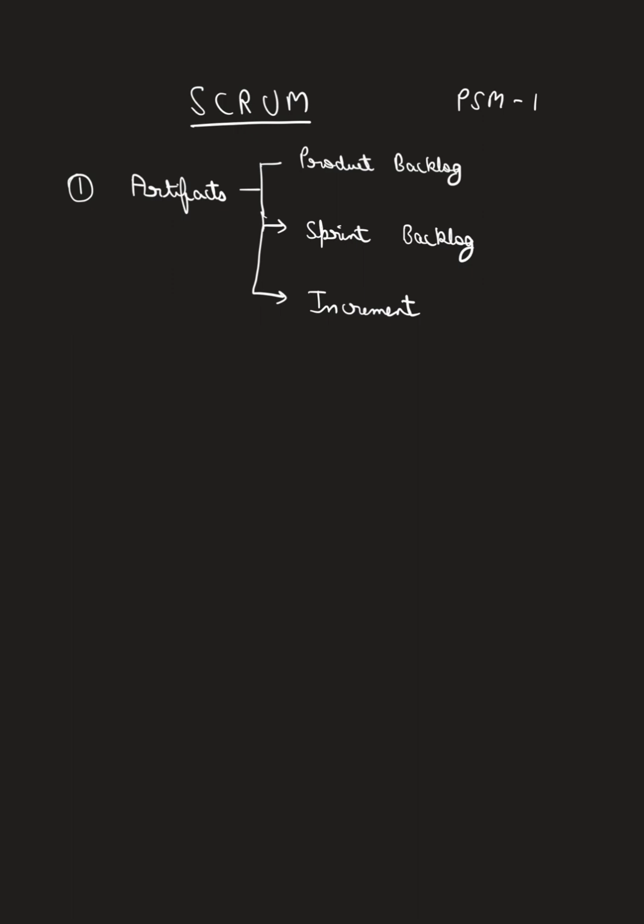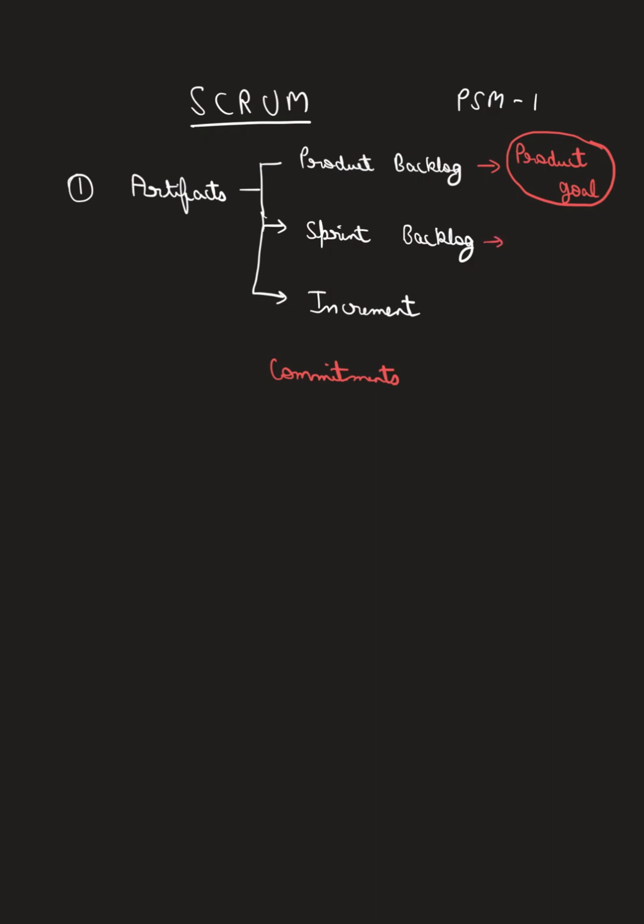When I'm discussing artifacts, I would also like to discuss their commitments. There are commitments for each of the artifacts. So the complete product backlog has a commitment of the product goal, that is, what goal are we trying to achieve? Let's say we are trying to build a WhatsApp or messenger application, then our product goal is the messenger application. And the product backlog contains all the items to make that messenger application.